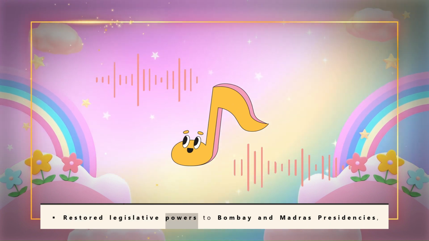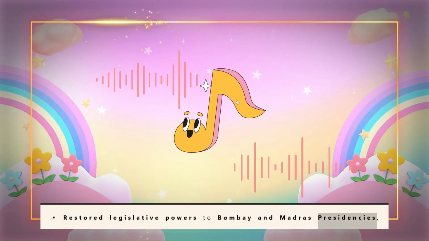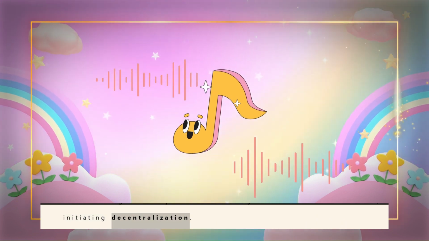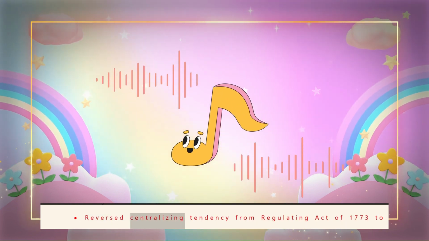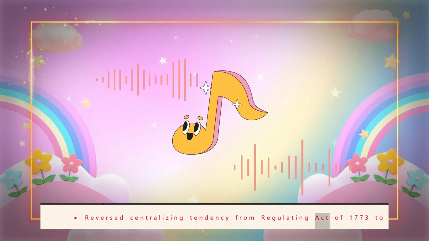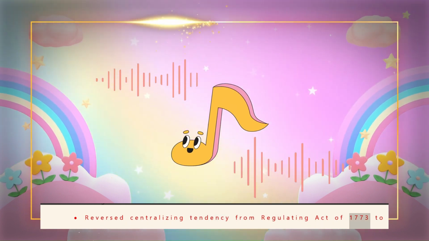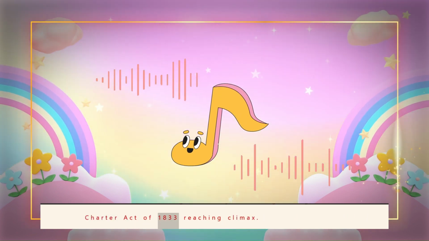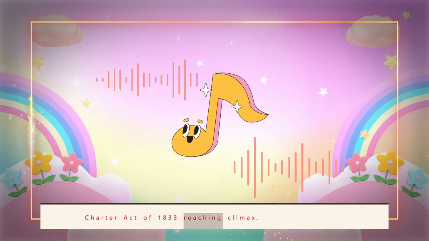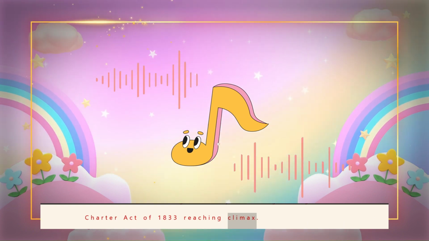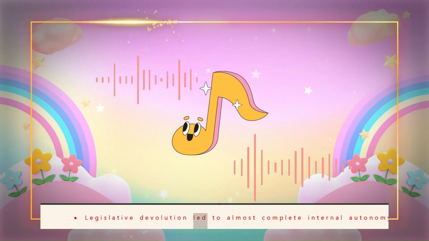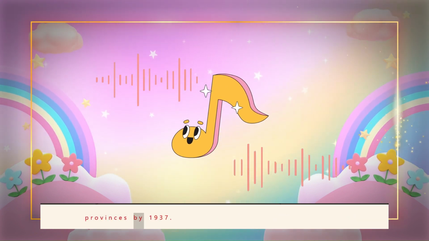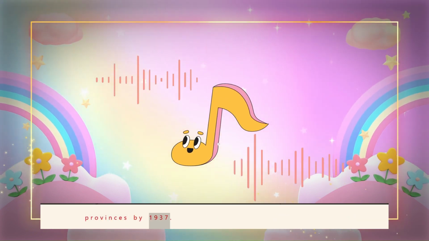It restored legislative powers to the Bombay and Madras presidencies, initiating decentralization. It reversed the centralizing tendency from the Regulating Act of 1773 to the Charter Act of 1833, which reached its climax. Legislative devolution led to almost complete internal autonomy in provinces by 1937.